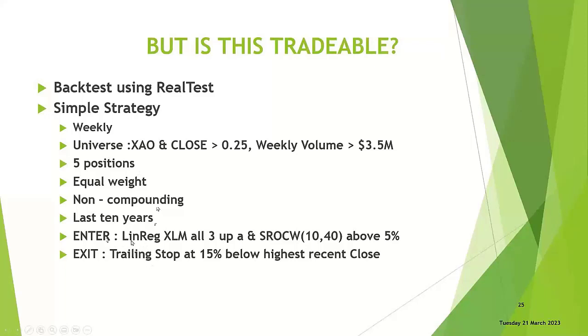And the enter criteria will be the linear regression is up, all 3 up, and the smooth rate of change 10, smooth by 40 is above 5%. So that's saying I want all these linear regression lines to be going up, but I also want the price action to be rising at 5% over that period. And then very simple, this is just a demonstration, put a trailing stop at 15% below the most recent high close.